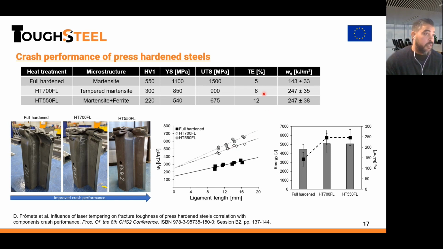Here, for example, it is noteworthy to compare elongation values. We already know that they don't provide relevant information about bendability or local ductility in the high-strength steels. But anyway, it's to highlight the huge difference that can be observed between these local ductility measurements and fracture toughness. For example, when comparing the full hardened condition, a Martensitic CDK steel, the elongations are quite similar to these laser tempering conditions, HT700 FL. However, we can see huge differences in fracture toughness measurement, which were also reflected in the crash test.